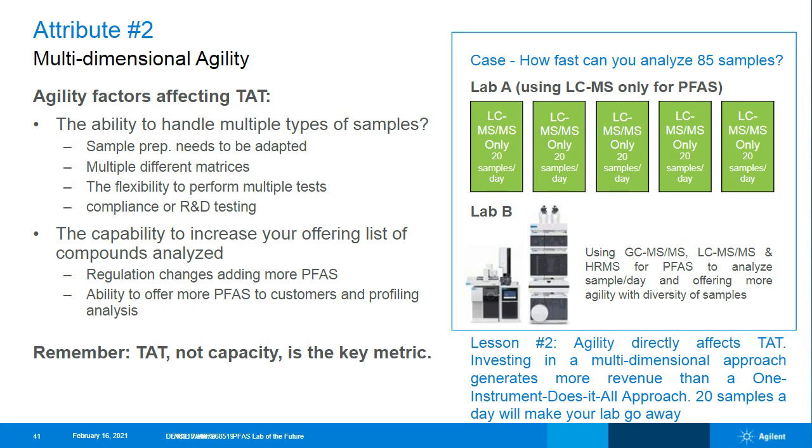Another aspect that the lab of the future has to consider is multidimensional agility. And what I mean by that is basically the ability to handle multiple different kinds of samples and different matrices. And also that batching that I talked about, where if you only had an LC-MS instrument, you would be limiting yourself both in terms of the amount of testing you can provide, but also that it would have to be run in a batch process of a fixed amount of samples per day, whereas Lab B that has a GC-MS, an LC-MS, and a high-resolution instrument actually has a lot more flexibility, because now you have not only multiple instruments for redundancy, but you also have multiple different kinds of analyses that can be performed at different times that adds value to your customer as well.